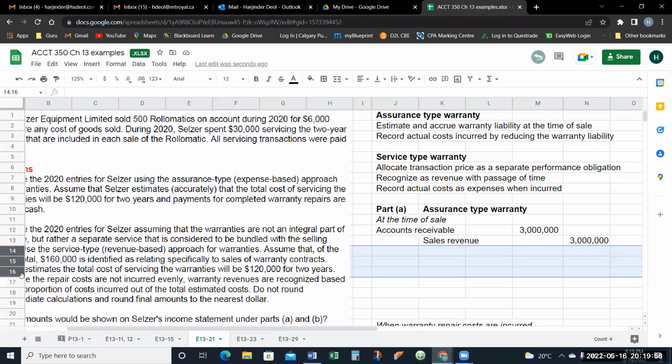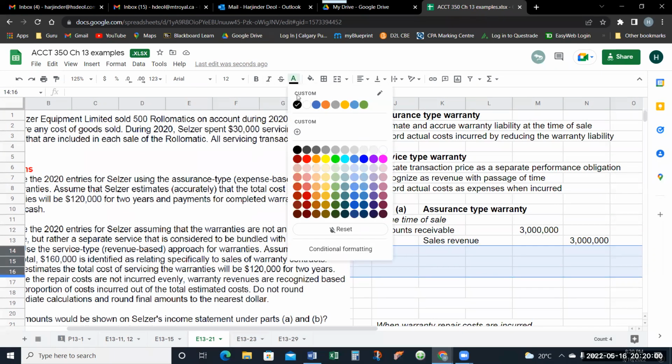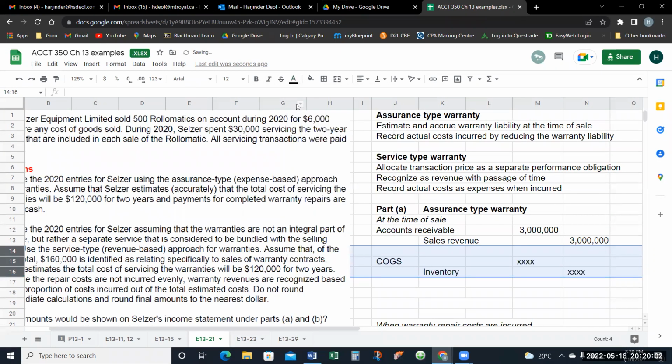Now, they did tell us to ignore cost of goods sold, but you should keep in mind if we were given information about the cost of goods sold, we would have recorded that journal entry, debit cost of goods sold and credit inventory.